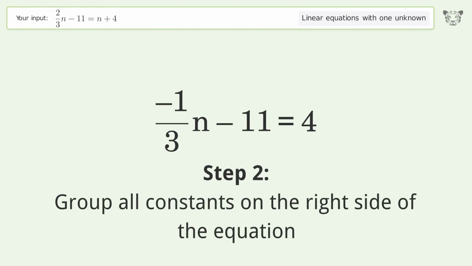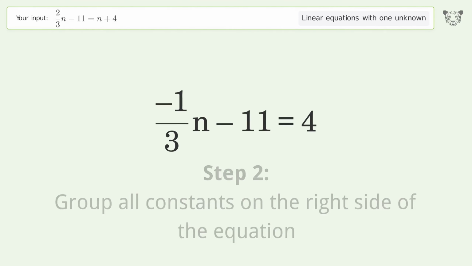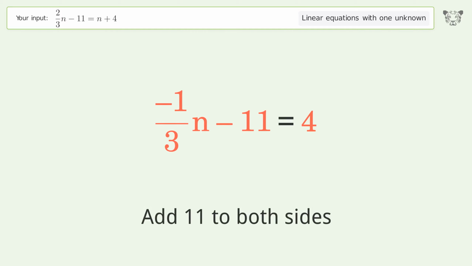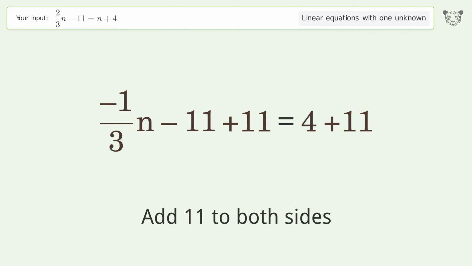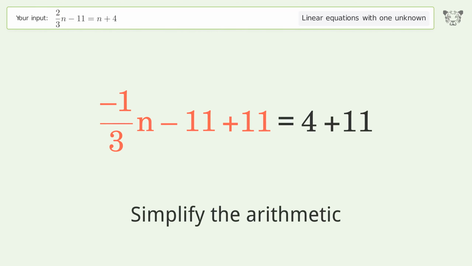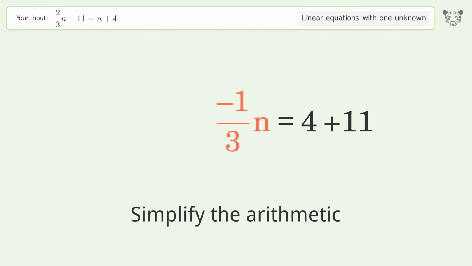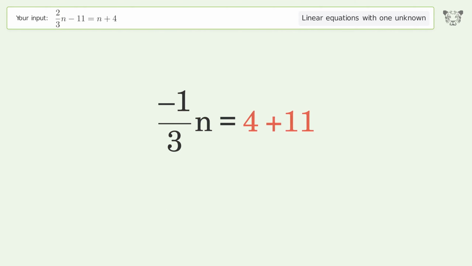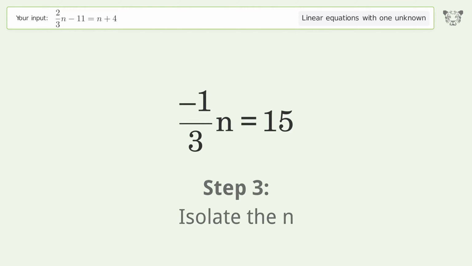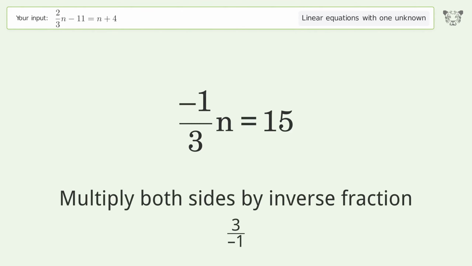Group all constants on the right side of the equation. Add 11 to both sides. Simplify the arithmetic. Isolate the n. Multiply both sides by inverse fraction 3 over -1.